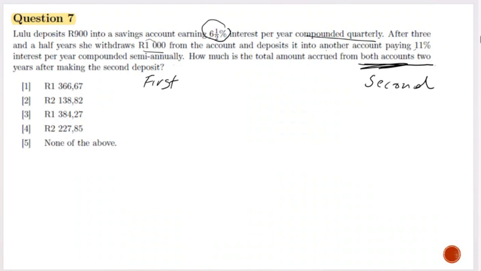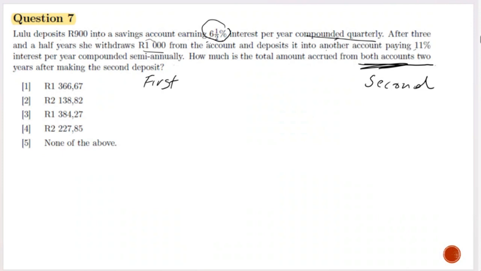So on the first account, she deposits this amount into a savings account, earning 6.5% interest compounded quarterly. After 3 and a half years, she withdraws 1,000 from the account. Okay, so before she withdraws, we first need to calculate the accumulated amount at the time of withdrawal.